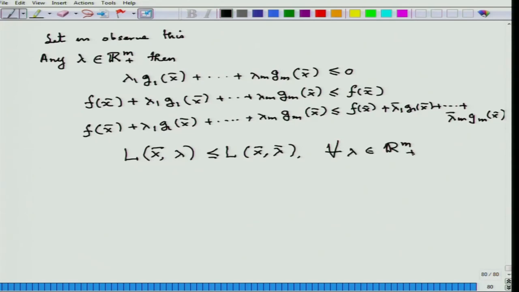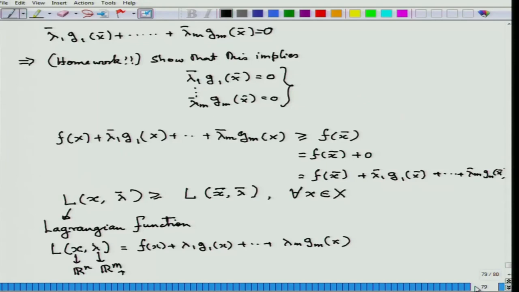So, what I have shown is that if x bar is a solution, then there exists a lambda bar where all the lambda_1 bar, lambda_2 bar, lambda_m bar are bigger than or equal to 0, and once I fix the lambda bar, the Lagrangian becomes a function of x, and in that state the Lagrangian function is minimized over the set capital X.